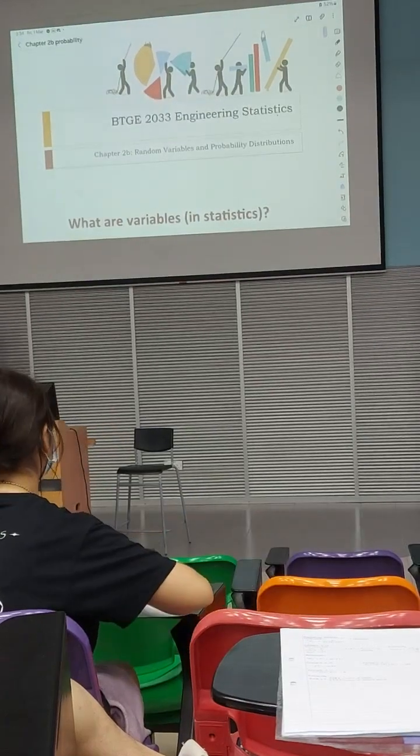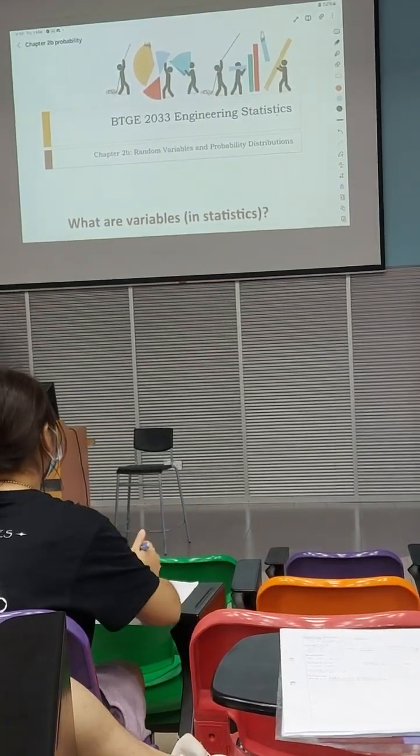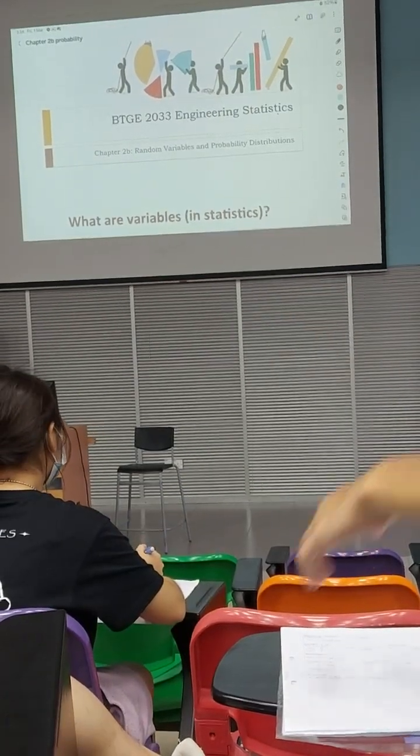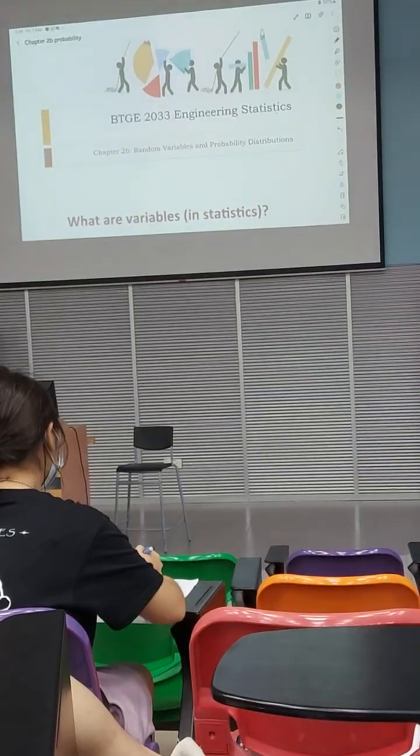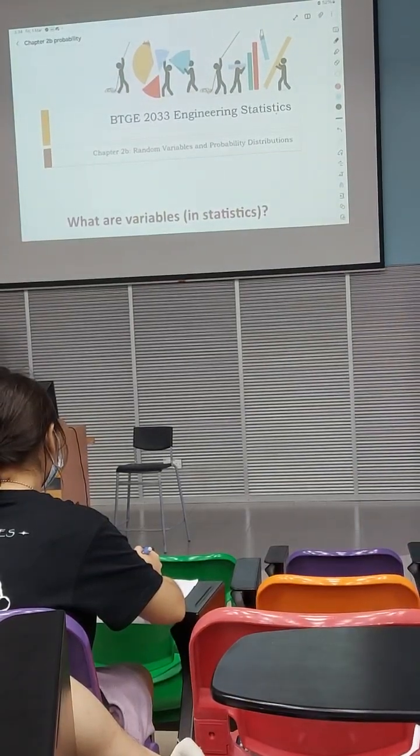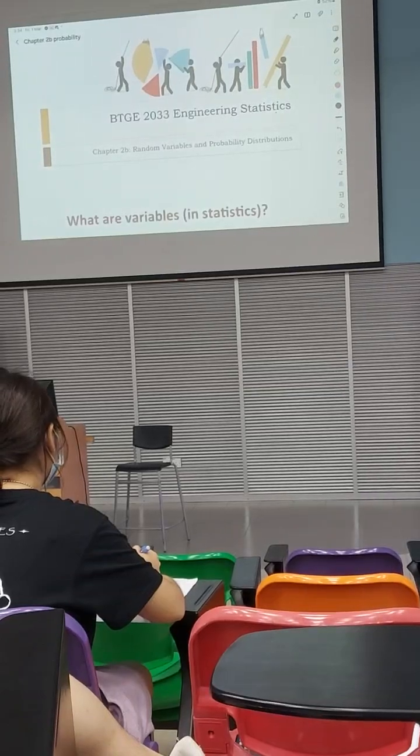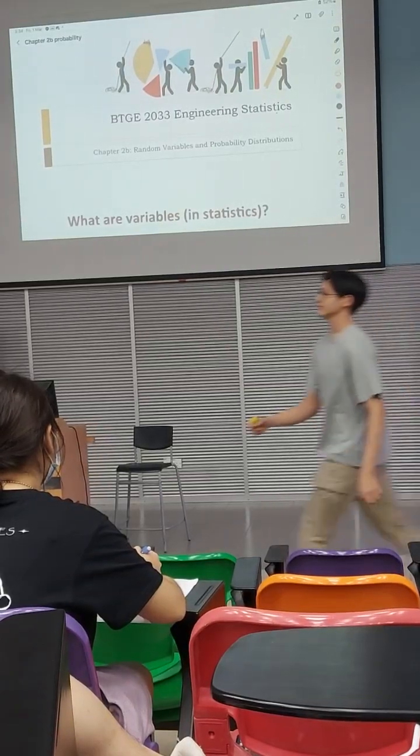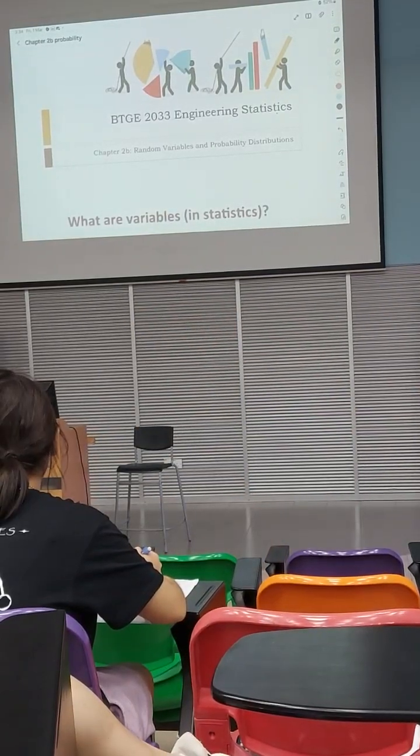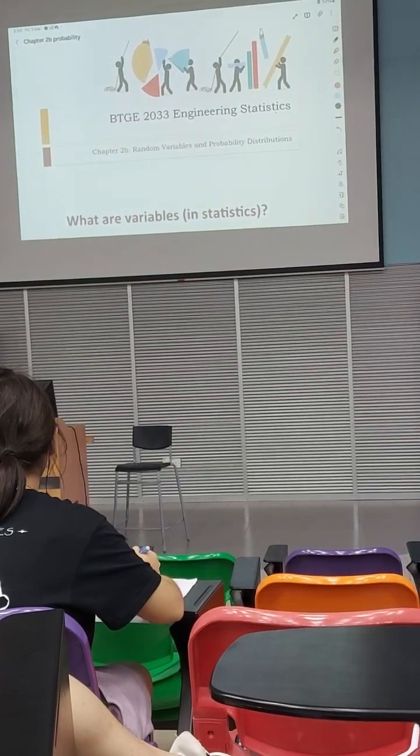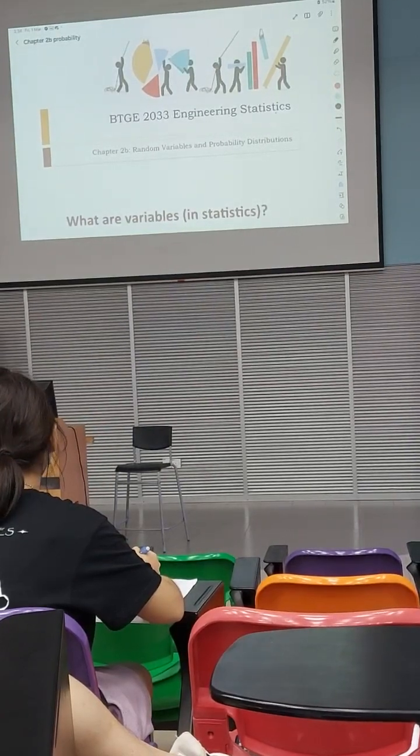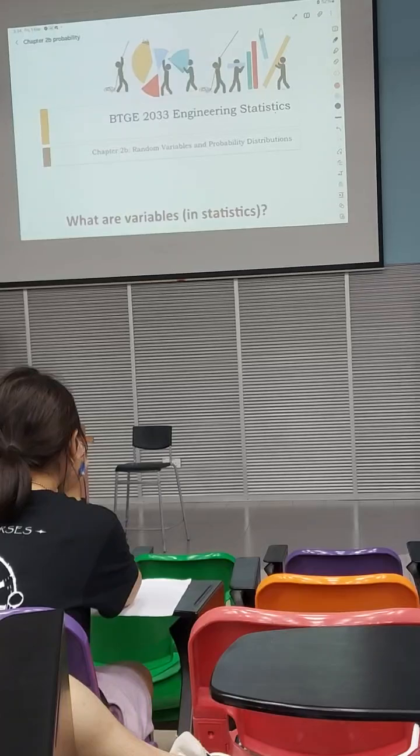Okay, so I will discuss random variable and the probability distribution. What is important for this chapter is the probability distribution. Later, I will discuss binomial distribution, Poisson distribution, and normal distribution. Before that, let us have a look at the first topic, random variable.